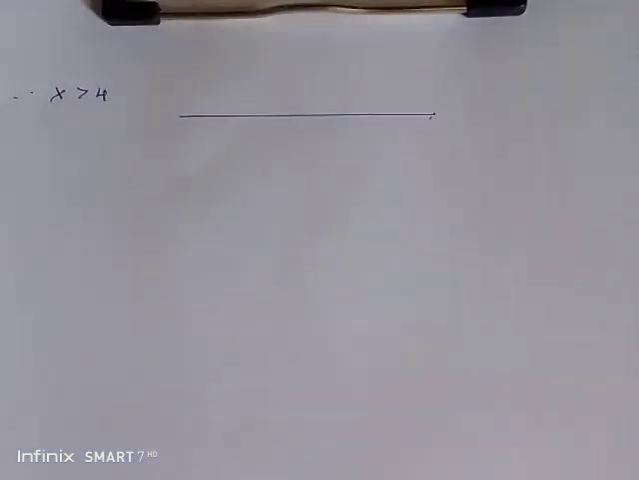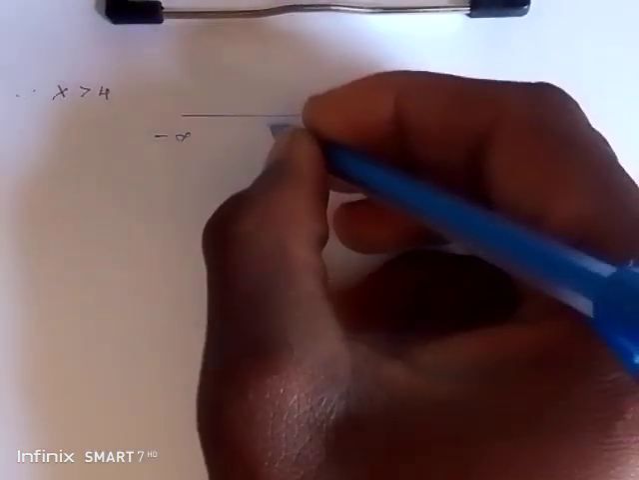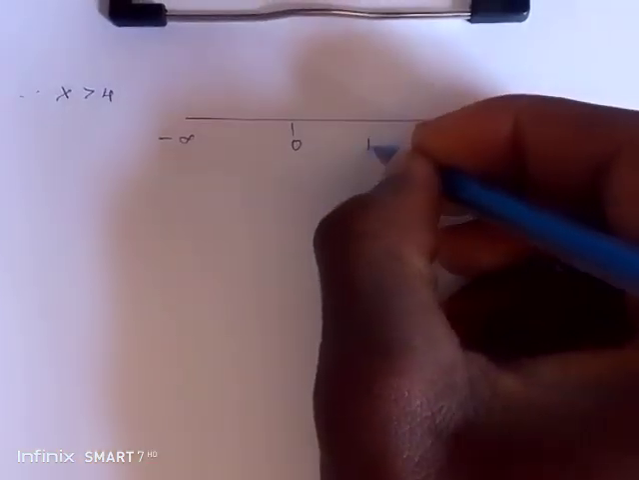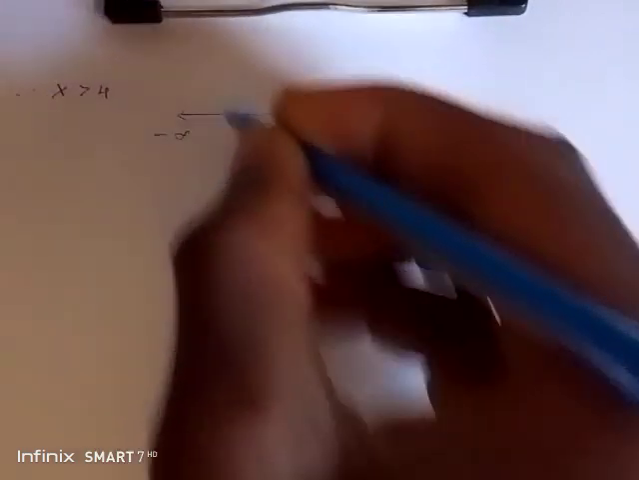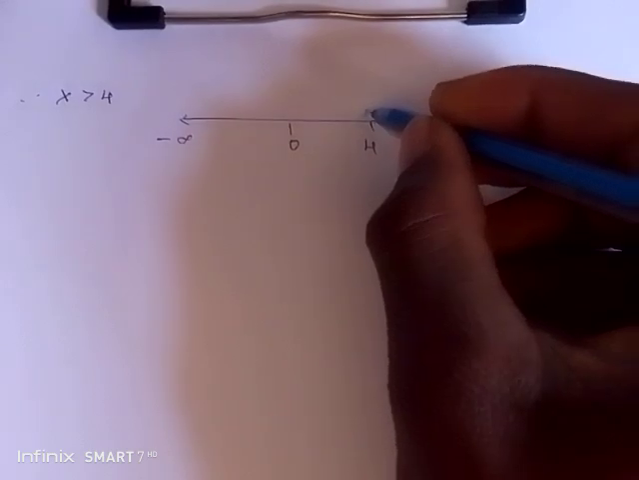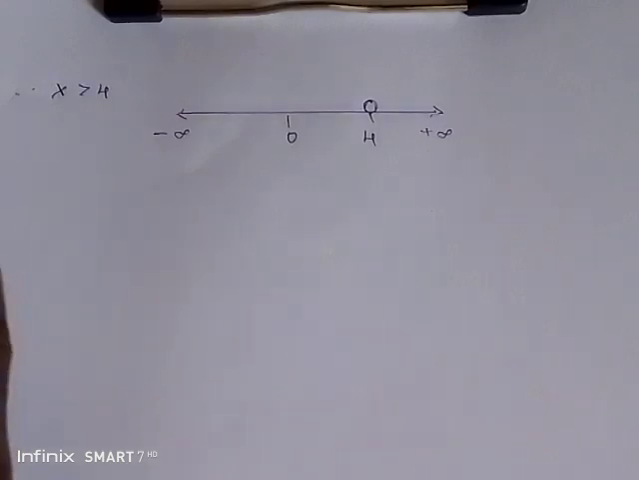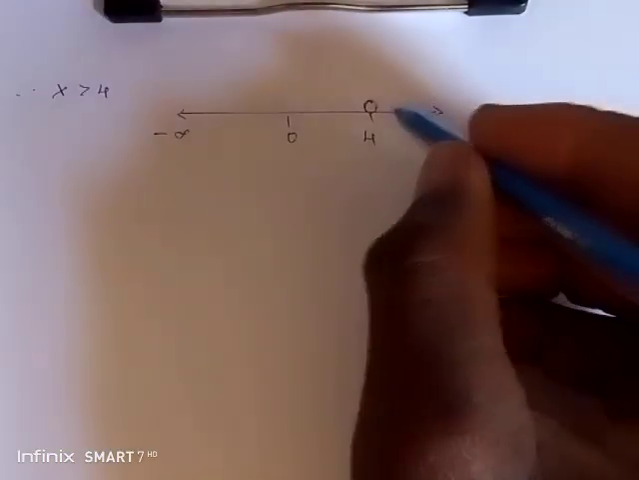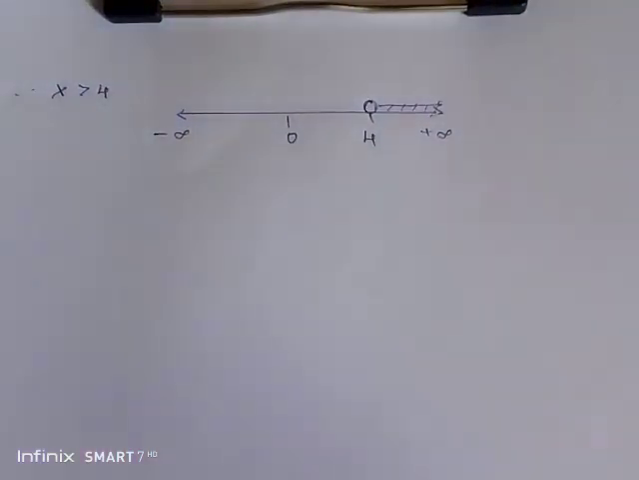We make a real line. So we're going to say this is negative infinity, and this is a 0 here and a 4 there, then positive infinity. This means x is greater than 4 and not equal to 4. This means at 4 it's going to be open, and then we are going to shade where it is greater than 4, towards the positive infinity.